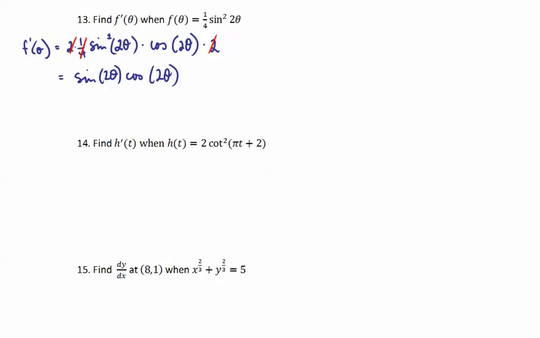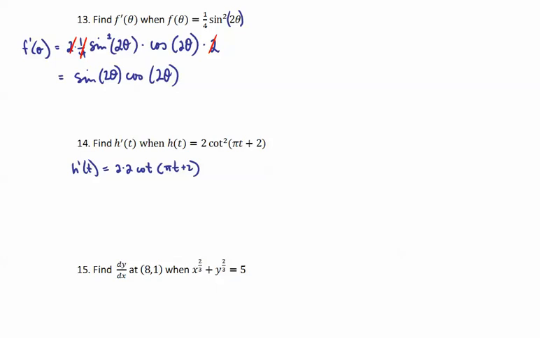H prime of t. Find h prime of t when h of t is 2 times cotangent squared of pi t plus 2. So in the above question, I don't have parentheses there. It's probably safe to have that. In this problem 14, we do have parentheses. So again, the outermost function is something squared. So h prime of t will be 2 times the 2 that's there already. Then cotangent, reduce the power to 1, and pi t plus 2. So we've done the outermost layer of the chain rule.